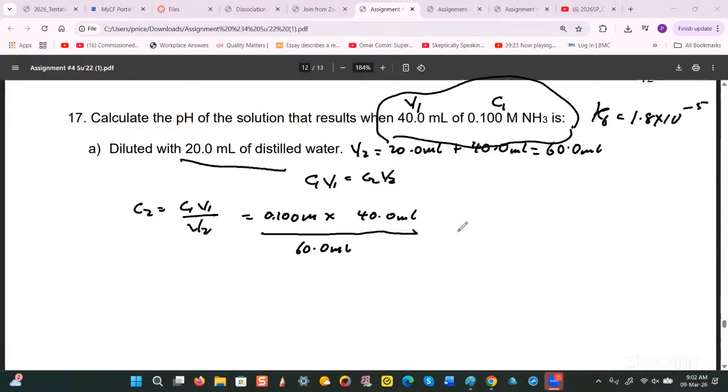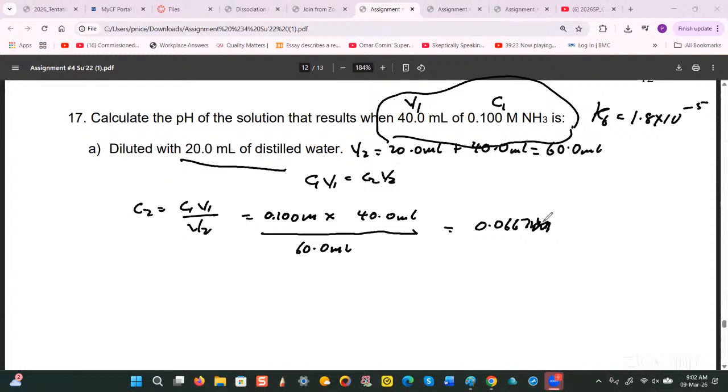And then the total volume is 60.0 mL. This gives you 0.0667 M. All right. Okay, very good. So that's what we need to do before we do anything else, right? What's the next step? Now that we have the molarity of the diluted solution, what will be the next step?